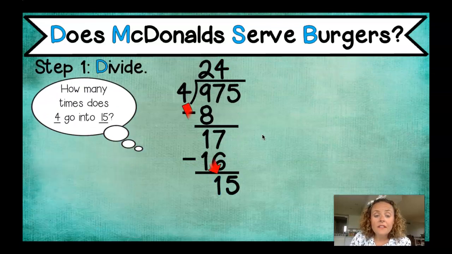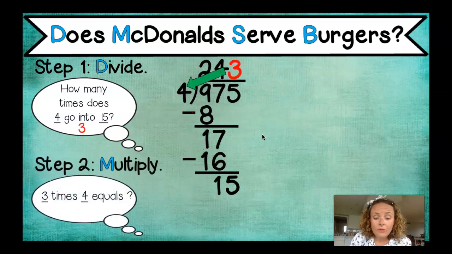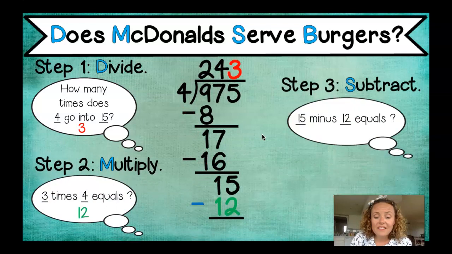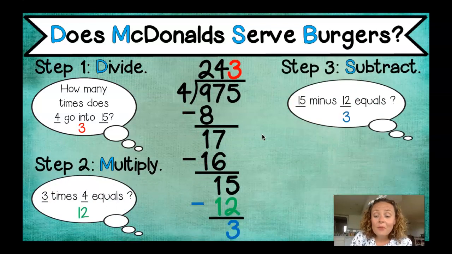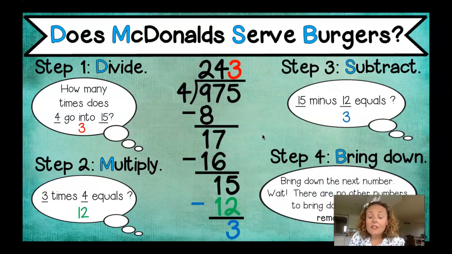How many 4s fit into 15? Well, 4 4s is 16, so it's got to be 3 4s. 3 times 4 is 12. 15 minus 12 is 3. There's nothing else to bring down, so we know we're done. And the quotient is 243, remainder 3.